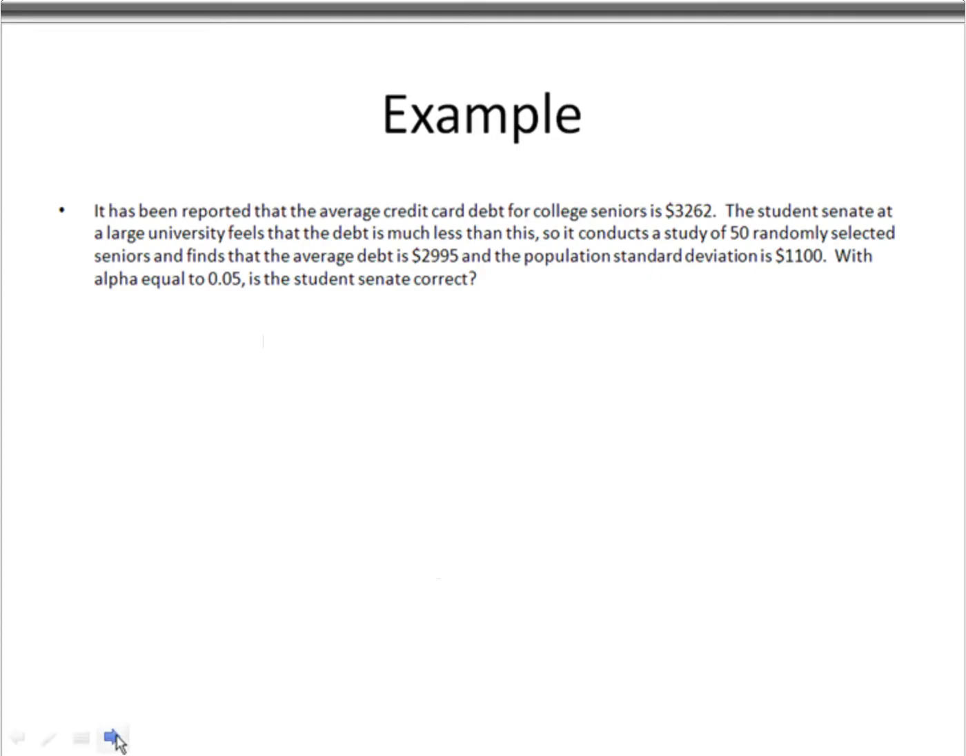The example that we'll use states, it has been reported that the average credit card debt for college seniors is $32.62. The Student Senate at a large university feels that the debt is much less than this, so it conducts a study of 50 randomly selected seniors and finds that the average debt is actually $29.95 and the population standard deviation is 1100. With alpha equaling 0.05, is the Student Senate correct?